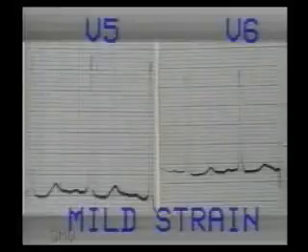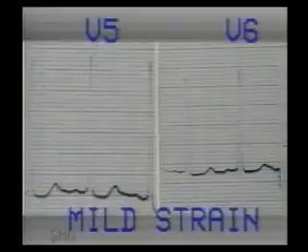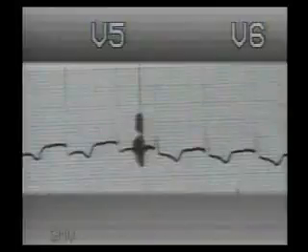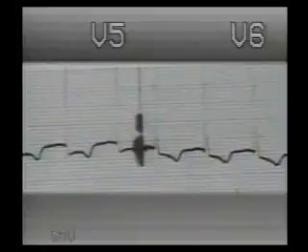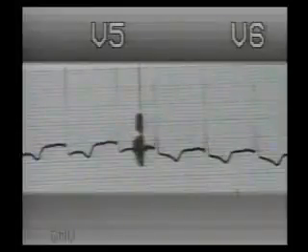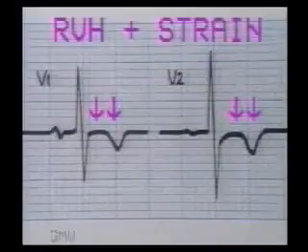This ECG with left ventricular hypertrophy in leads V5 and V6 shows mild strain. ST segment is depressed slightly and T wave is reduced in amplitude but not inverted. This is another case of left ventricular hypertrophy, and note the strain pattern, depressed ST segment and inverted T wave. A similar strain pattern may be seen in right ventricular hypertrophy due to pulmonary stenosis.